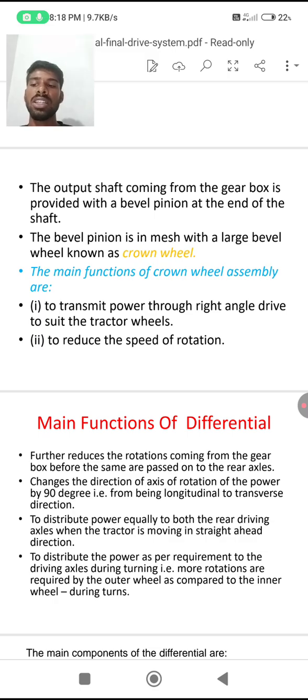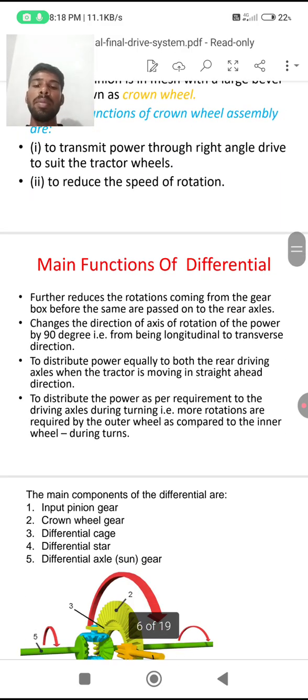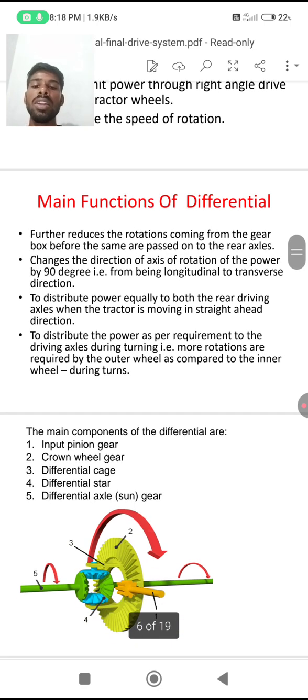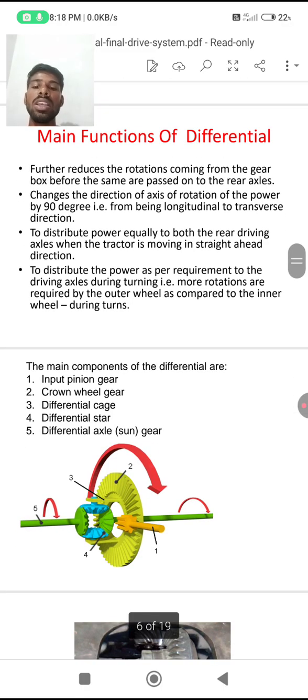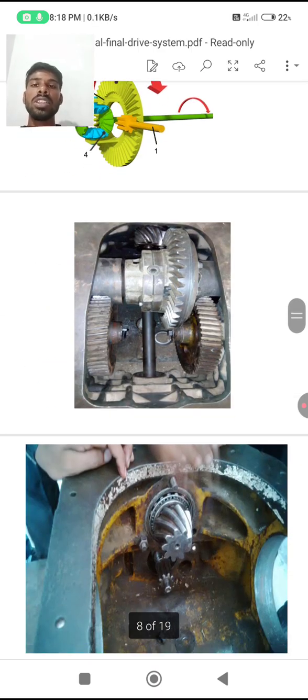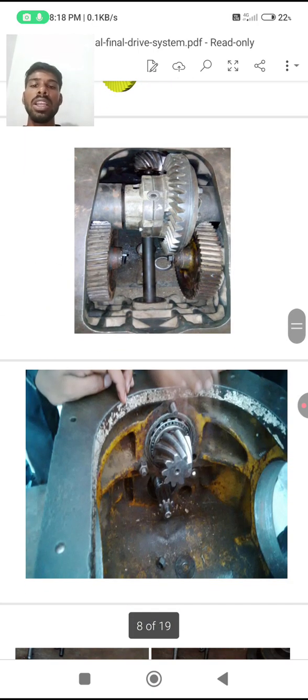Differential lock function. The differential lock, also known as diff lock, overcomes this limitation by mechanically locking the axles together. The main components of the differential are the input pinion gear, crown wheel gear, differential casing, differential pinions and differential axle gears. The parts of the gears. The real pictures of differential lock in tractors.